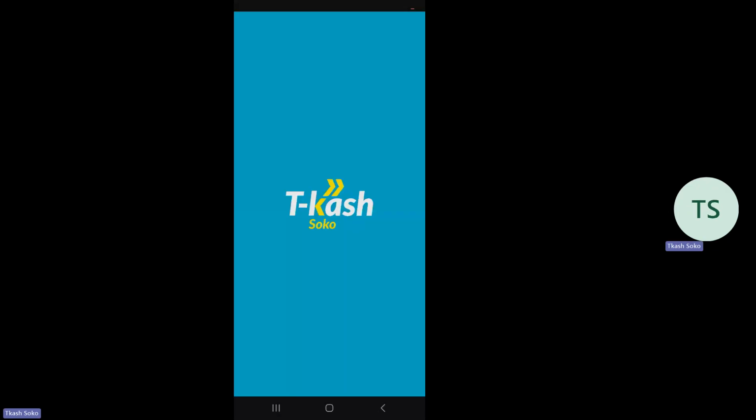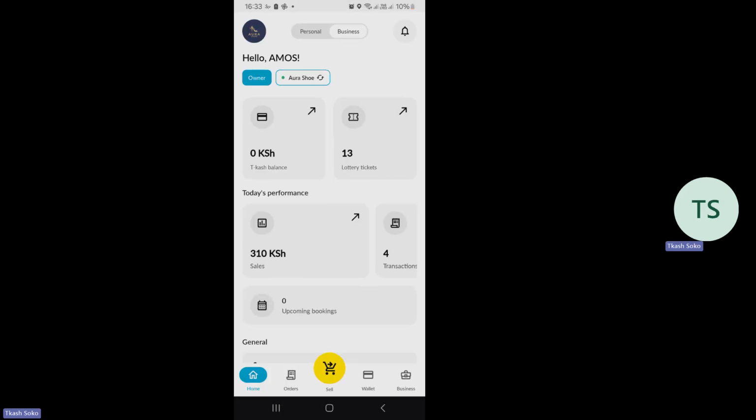Together, we will learn and understand how we can send money using the Tcash Soko platform.